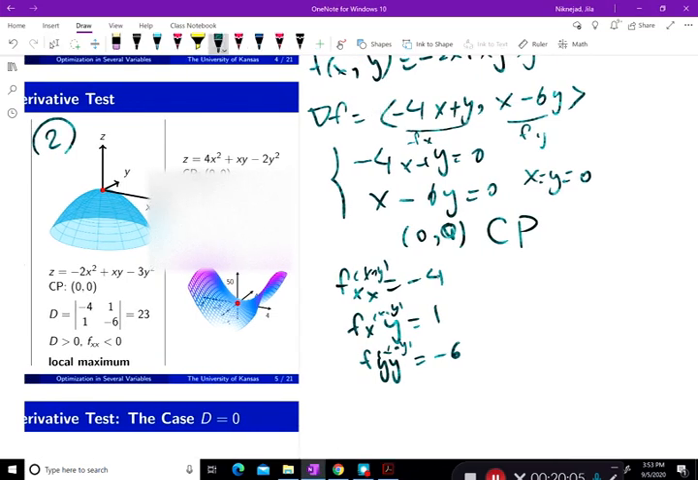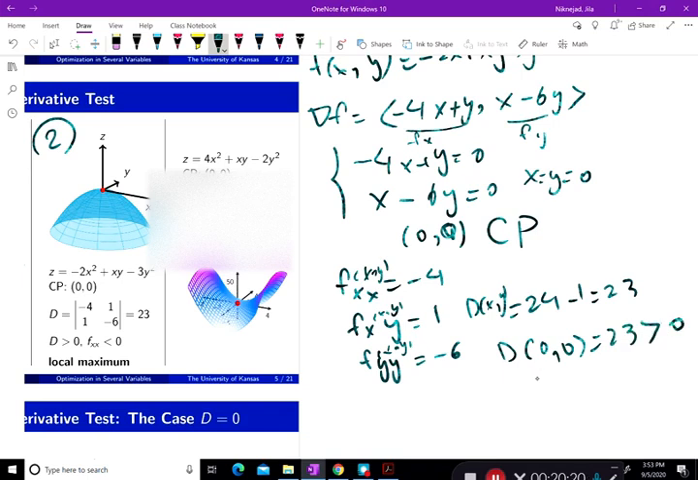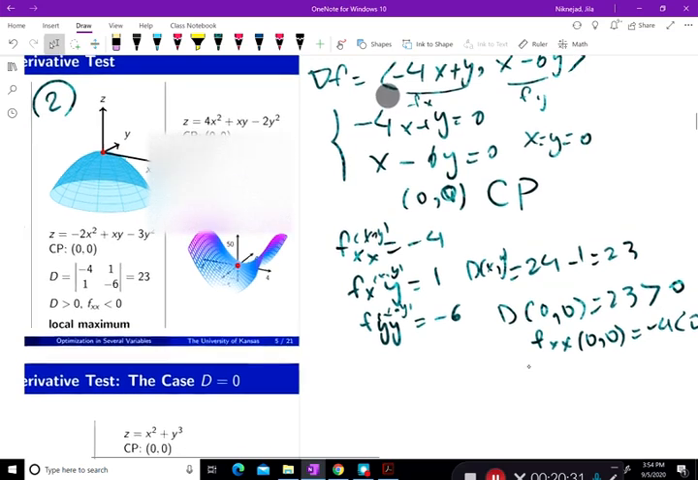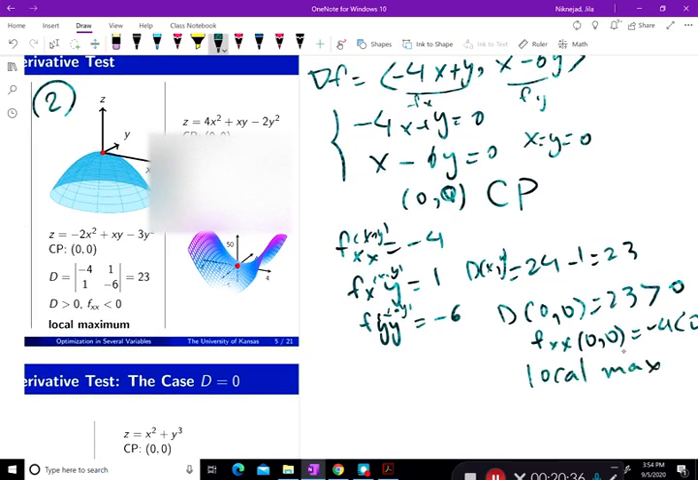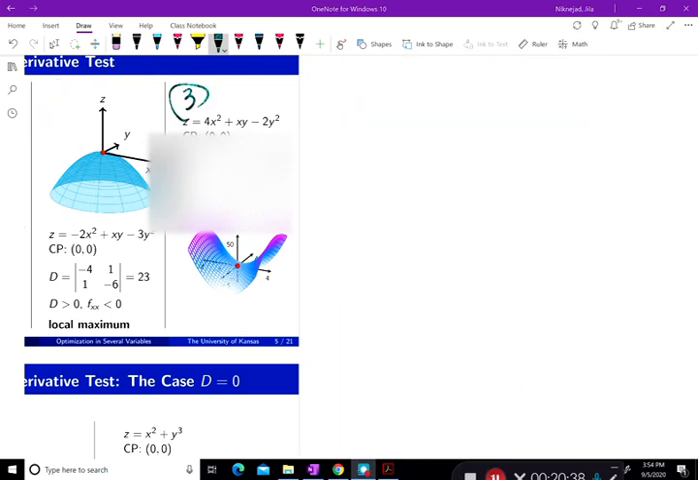Now, form the discriminant. The discriminant is going to be this times that, which is 24, minus 1, equal to 23. And so the discriminant at 0, 0 again is 23, bigger than 0, f sub xx at 0 and 0 is negative 4, less than 0. So the point is a local max, as you were expecting.